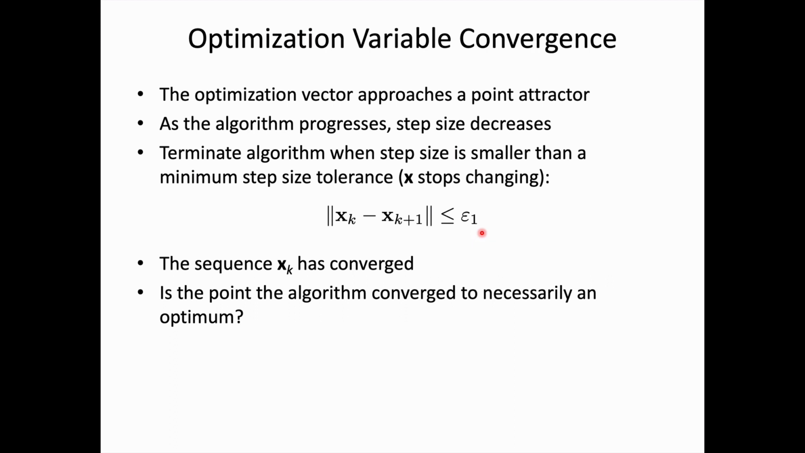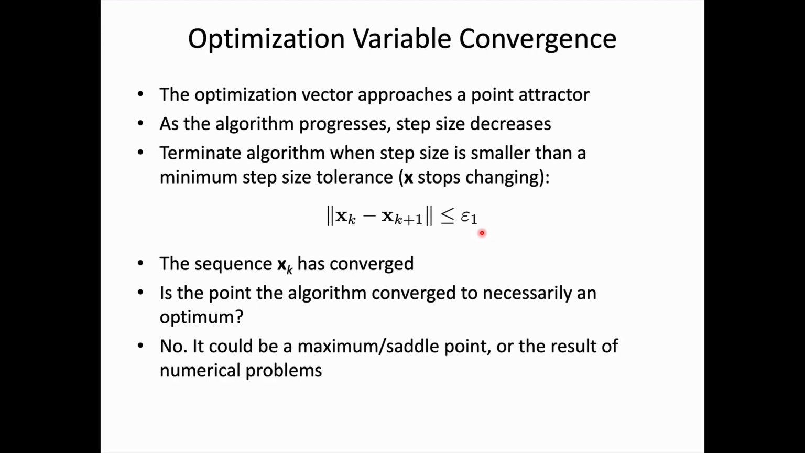So the answer to this question in general is no. We can't guarantee that if x stops changing, that alone is not enough to say that we are actually at an optimum, because there are some other points we possibly could converge to. We could converge instead to a maximum, depending on the algorithm we're using, or something called a saddle point, or we could have a sequence x that stops changing due to some other numerical problems that are going on.